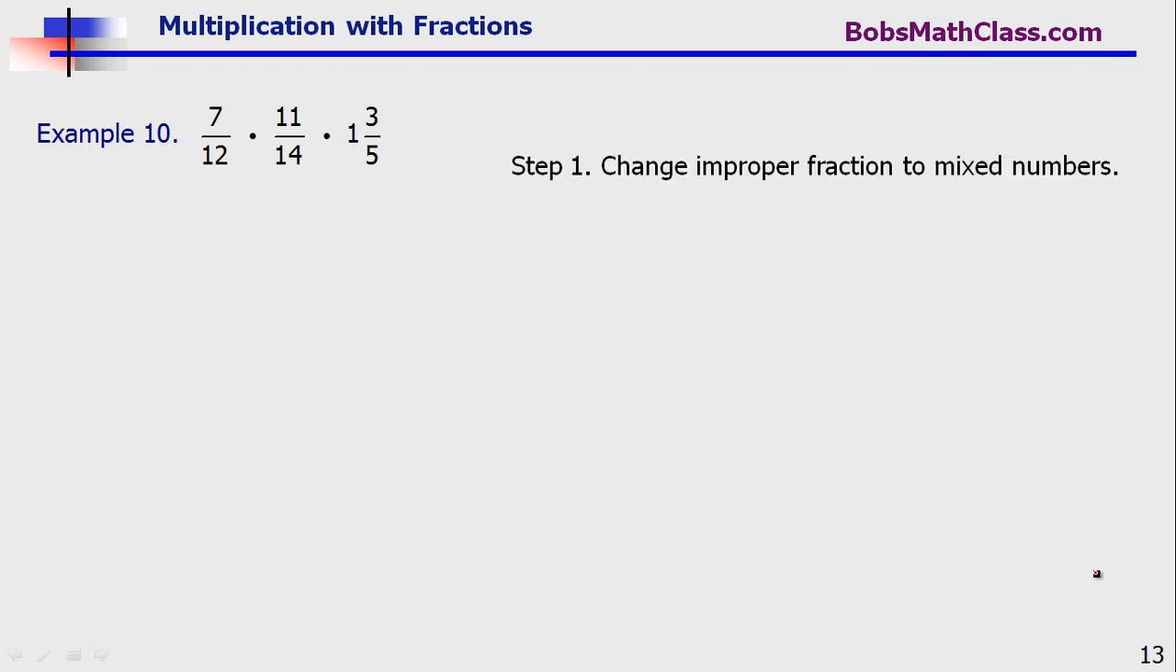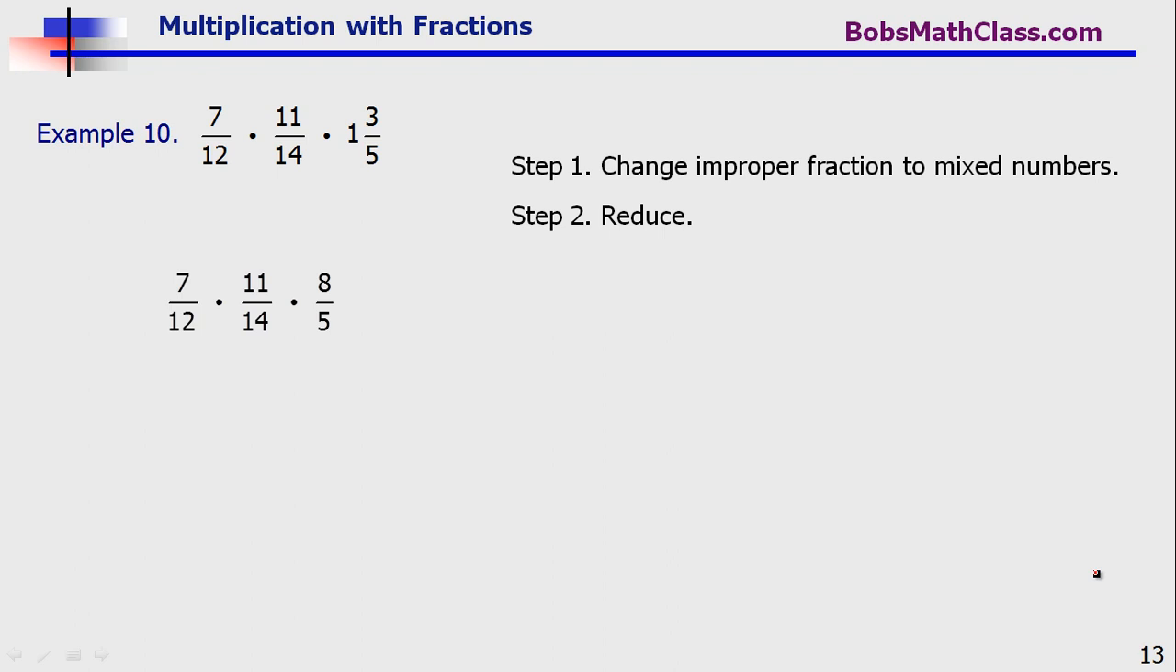First thing is we're going to change the improper fraction to a mixed number. There's only one improper fraction in this problem, that last one. So 1 times 5 is 5, plus 3, 8. So that would be 8 over 5. And now we're going to reduce. The numbers are pretty small. I think we can go ahead and use the cross-canceling method.